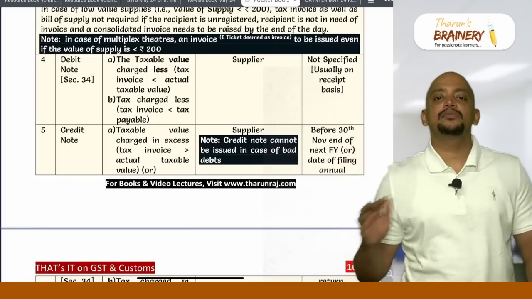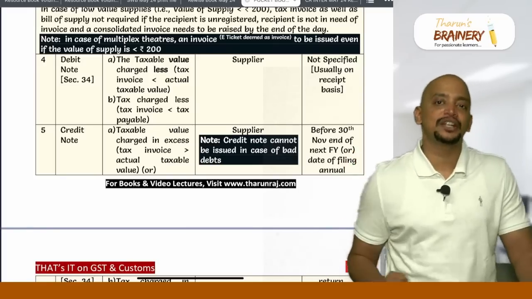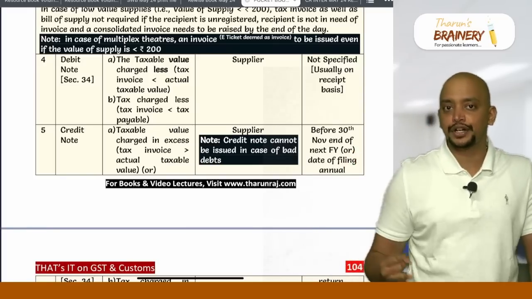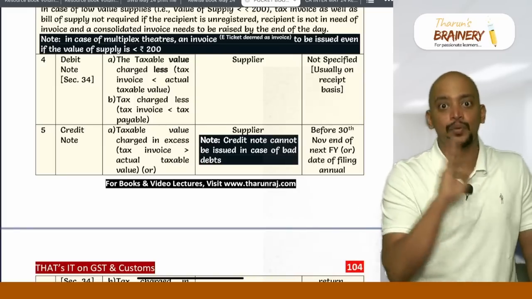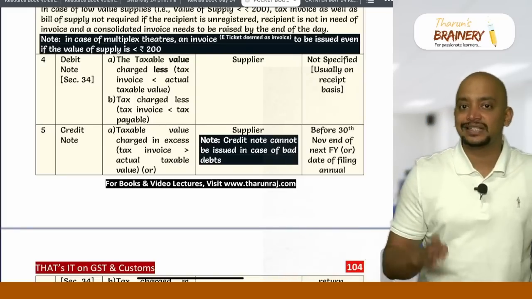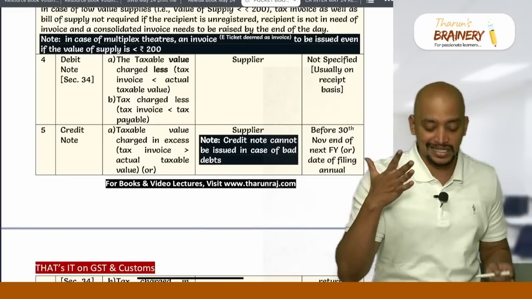So for 5 cases, the time limit will be the same: the time limit for availment of ITC, time limit for issuance of credit note, time limit for rectification of GSTR1, time limit for rectification of GSTR3B, and time limit for rectification of GSTR8.